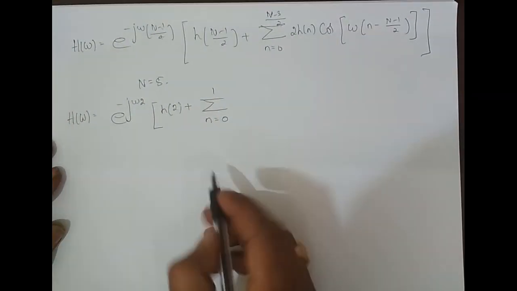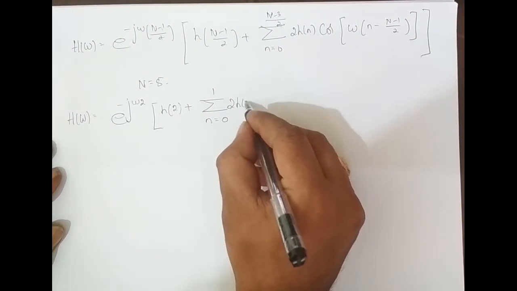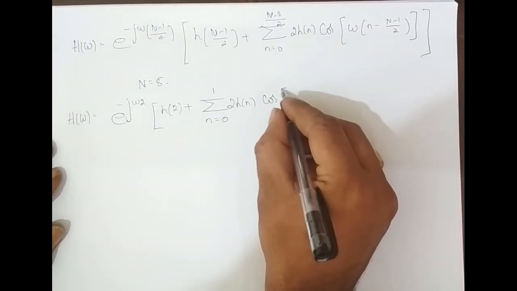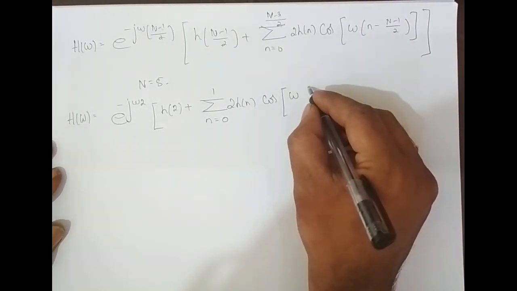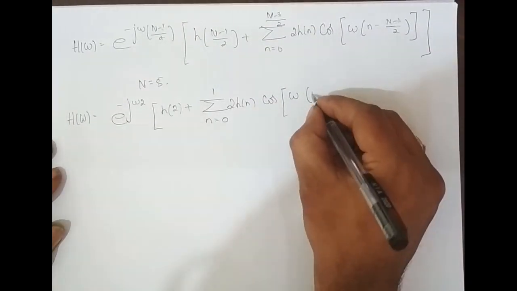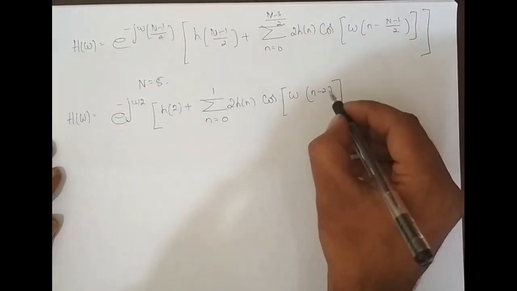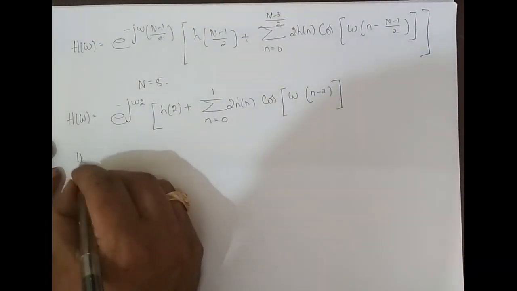So n takes value 0 and 1, only 2 values n takes here, okay? 2 times h of n into cos of omega into (n minus 2), since 5 minus 1 is 4, and 4 by 2 is 2. Right? So let me just expand the summation.